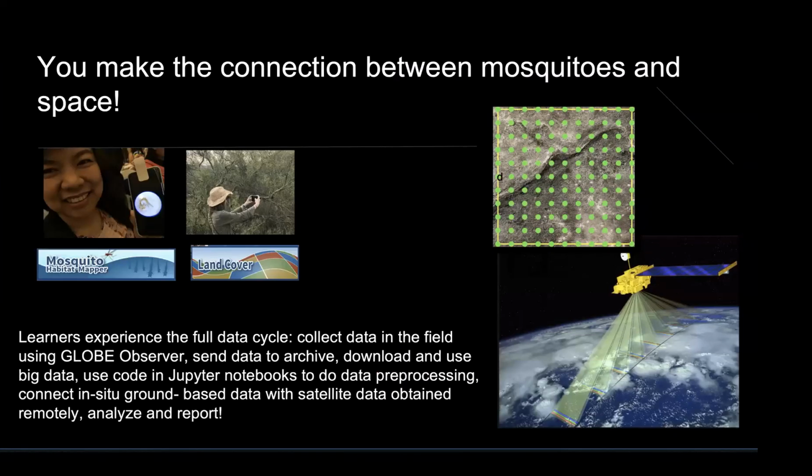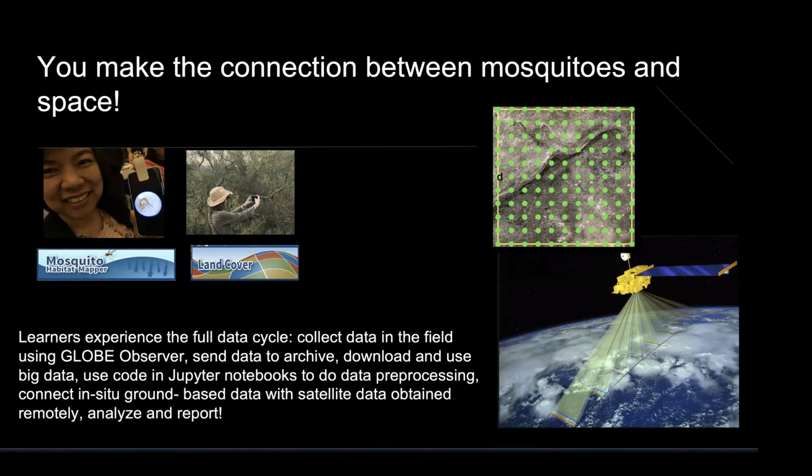Our students, GLOBE citizen scientists, are the ones making the connection between the mosquitoes we see on the ground, which you can't see from space, and what the NASA science sees from space. We do this by connecting mosquitoes to land cover. A new change we have made in the last year or so with the Mosquito Habitat Mapper is that we are asking people to always take a land cover observation every time you make a mosquito habitat observation.